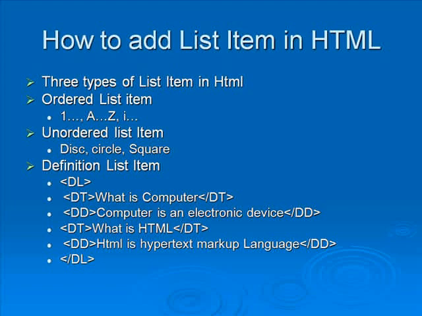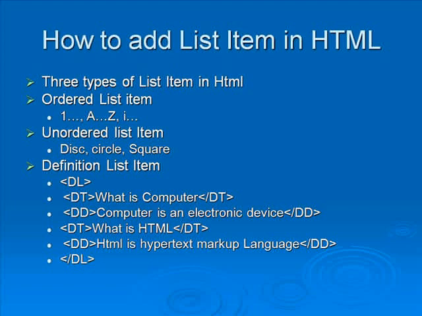Now in my next slide, I want to explore how to add the list item in HTML. As I said, there are three types of list item in HTML. One is the ordered list item. The ordered list item is a list item that has a sequence like A to Z, or the Roman I, so they are in a sequence, or a small a. The unordered list item is a list without a sequence. The unordered list could be the disk shape, the circle shape, or the square.